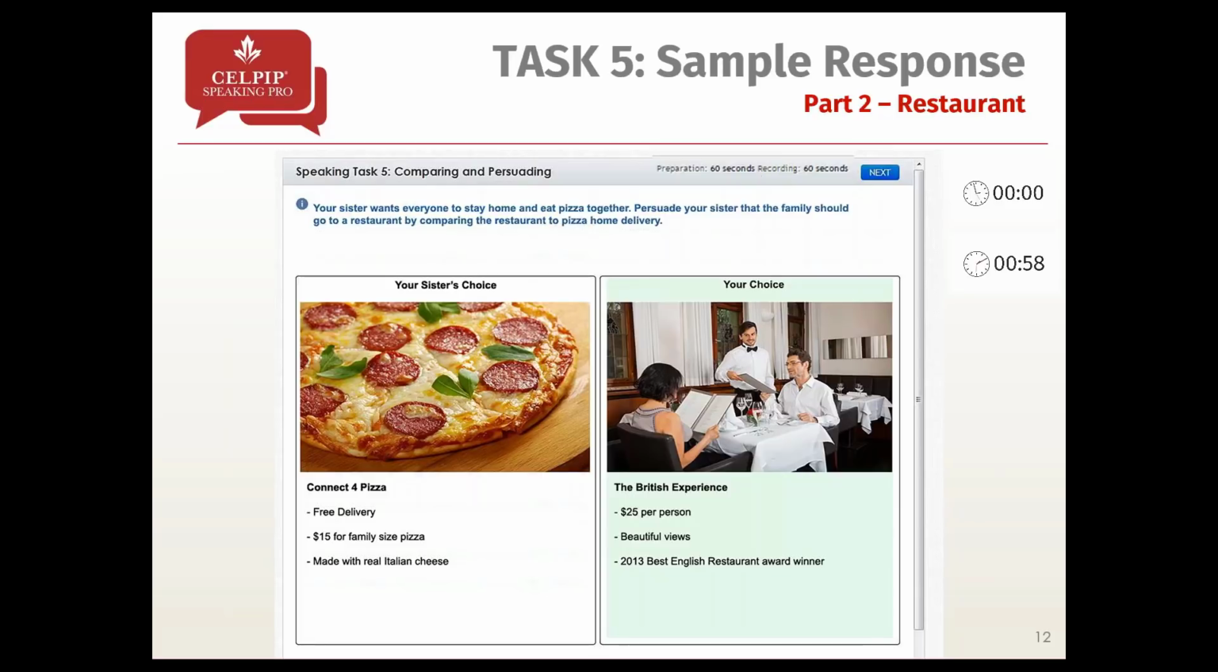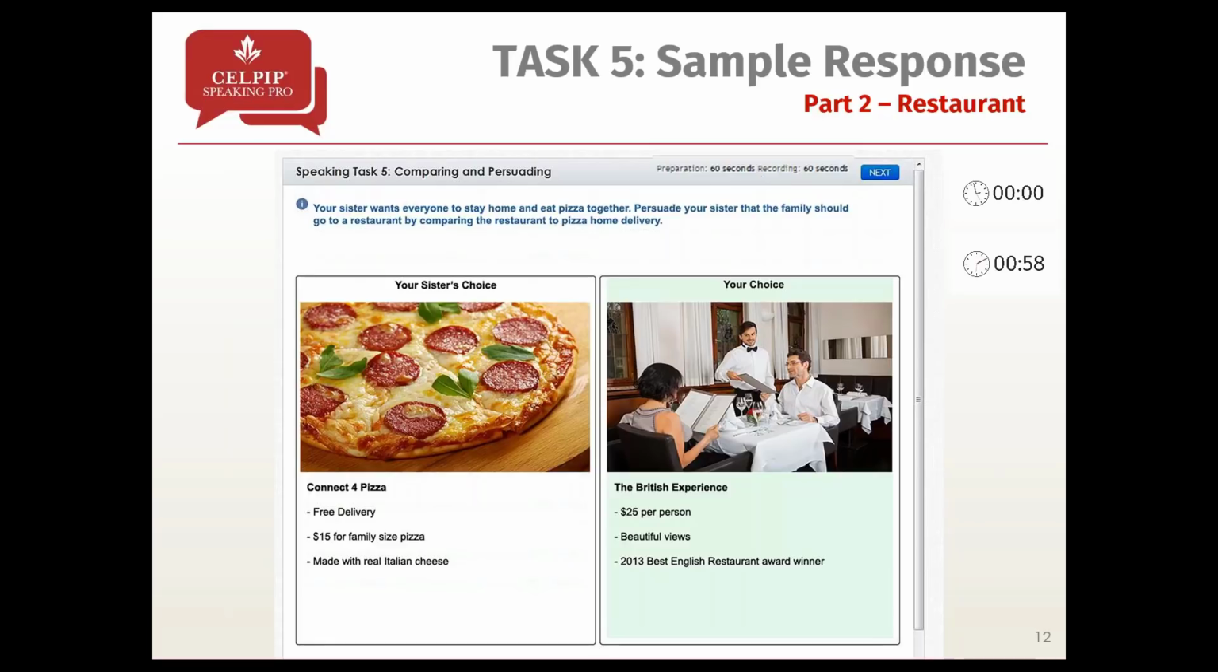Catherine is saying, could we practice out loud during the prep time? Yeah, I guess you could, although you may want to use that time to make some notes. Alexandra is saying, could I address this task to my dad? Well, read the instructions, Alexandra, and you'll see that you are told that you need to persuade your sister, right? Persuade your sister. So make sure you're speaking to your sister.